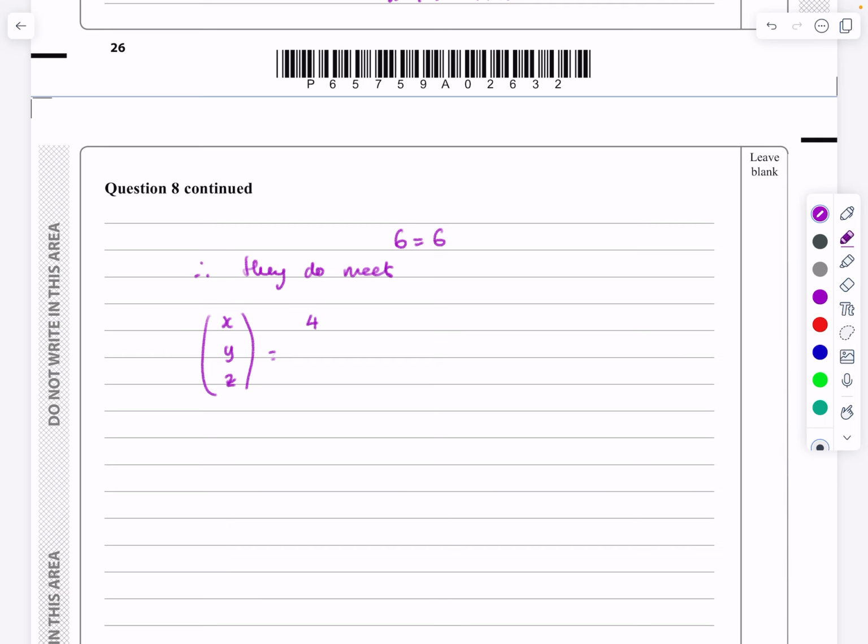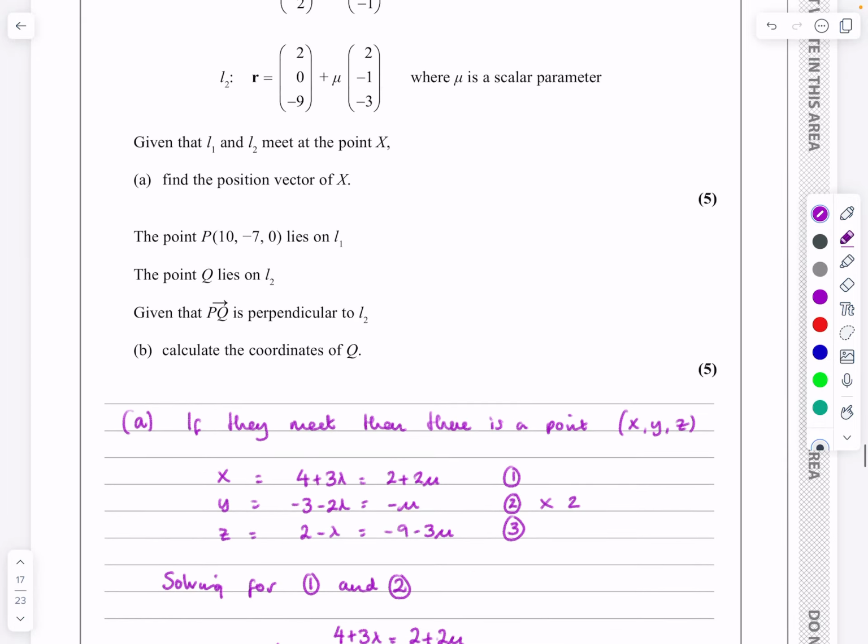So 4 plus 3 lambda, minus 3 minus 2 lambda, and then 2 minus lambda, where lambda was equal to minus 5. So was it minus 5? Yeah, lambda was equal to minus 4. So that works out to be minus 8. That works out to be 5. And that works out to be 6. So that's part A done. That's the position vector of X.